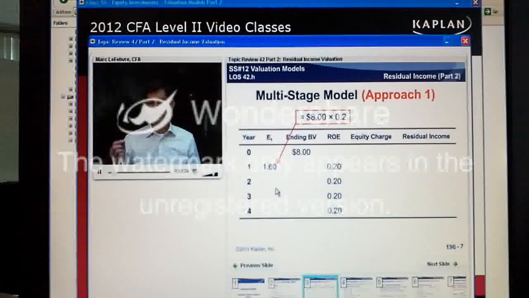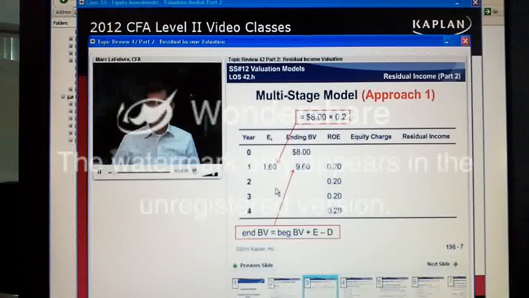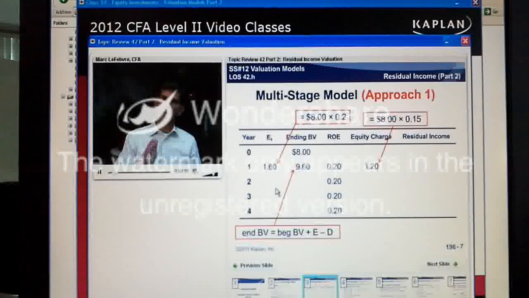So then we know if we take the beginning value of the firm, $8, and add $1.60, we're not paying out any dividends, so the ending book value at the next period should be $8 plus $1.60 to get to your $9.60. Okay, now we're going to calculate the equity charge. The equity charge, if you remember, is 15%. So if we take 15% times the book value in time period 0, we get $8 times 15%, or $1.20.